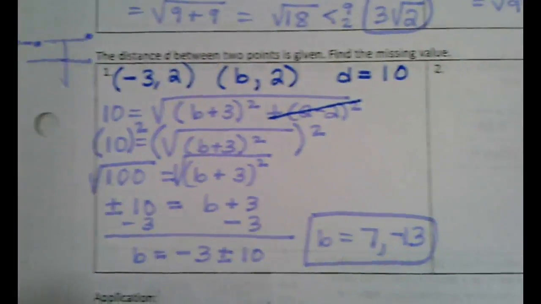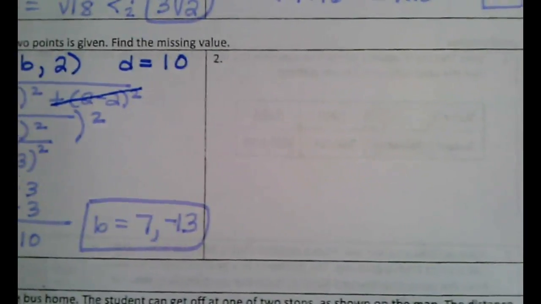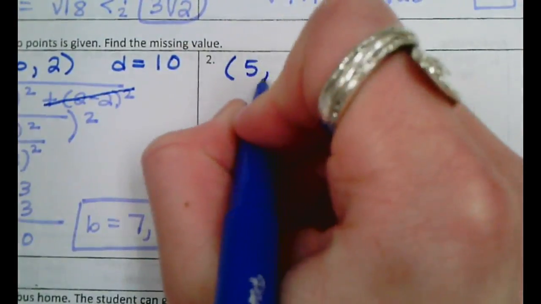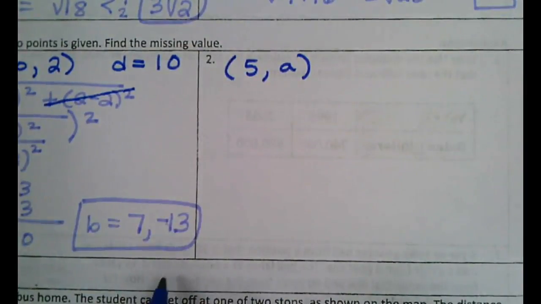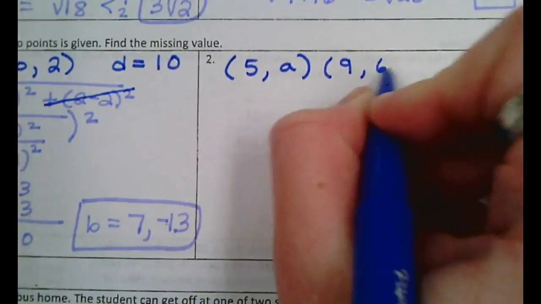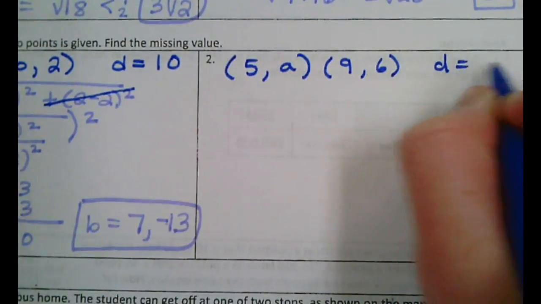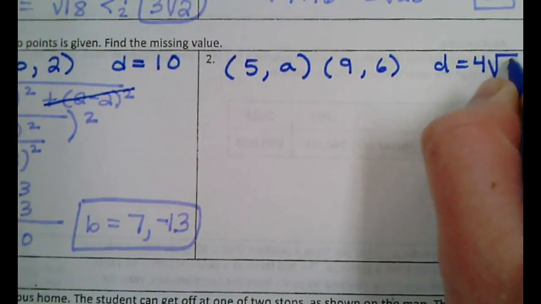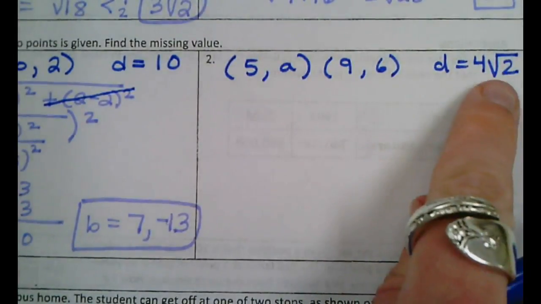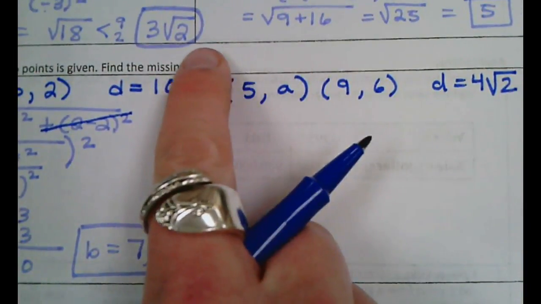All right, let's do the next one together because it's a little bit different. The points are 5, a, and 9, 6, with a distance of 4 square roots of 2. Notice it kind of looks like our first answer. It's a simplified radical.